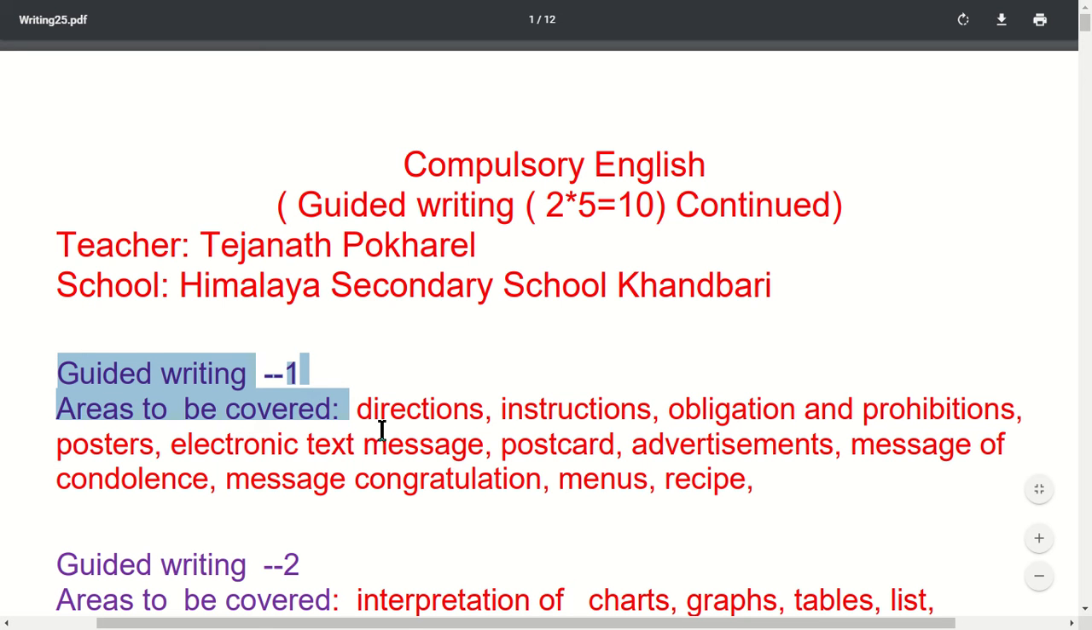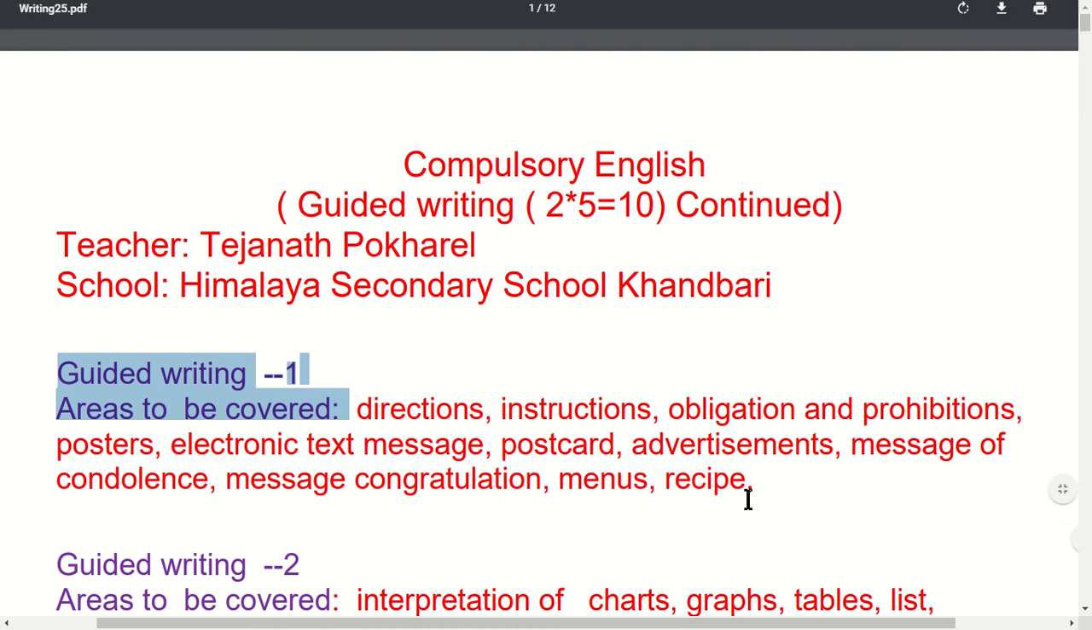Areas to be covered: directions, instructions, obligations, prohibitions, posters, electronic text message, postcard, advertisements, message of condolence, message of congratulations, menu, recipe. Any one question is asked from these different topics. For example, directions, instructions. I will tell you more later. Obligations and prohibitions, etc. Poster, electronic text message. Any one question is asked from there. This is guided writing number 1.